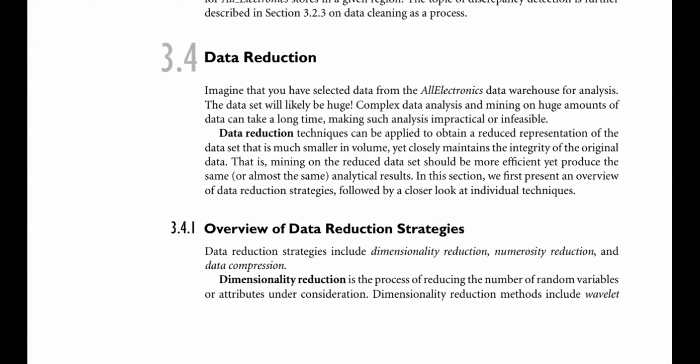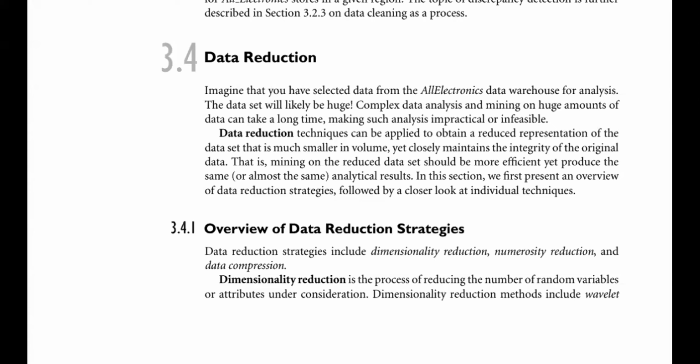So generally, data reduction can be divided into three types. First is dimensionality reduction, second is numerosity reduction, and third is data compression. Dimensionality reduction is again divided into three types: wavelet transforms, principal component analysis, and attribute subset selection.